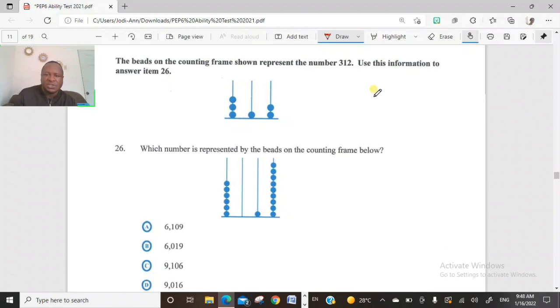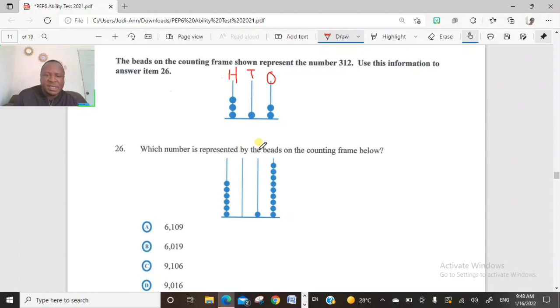So this right here represents 312. So obviously, back to the place value chart, this is saying that you have a 2 in the ones column. This one represents 1 in the tens column, and this represents 3 in the hundreds column. So you can actually write these out. This is the hundreds column. This is the tens column. And this is the ones column.